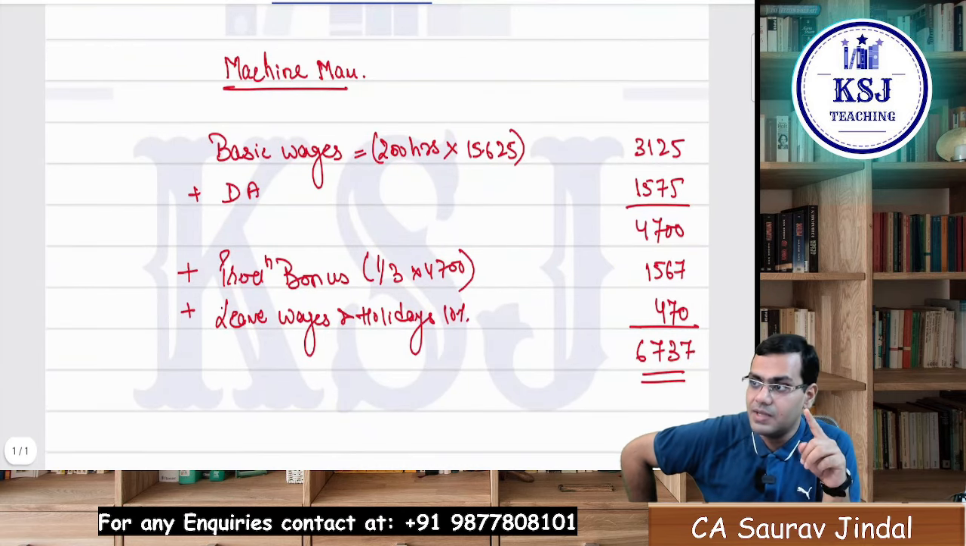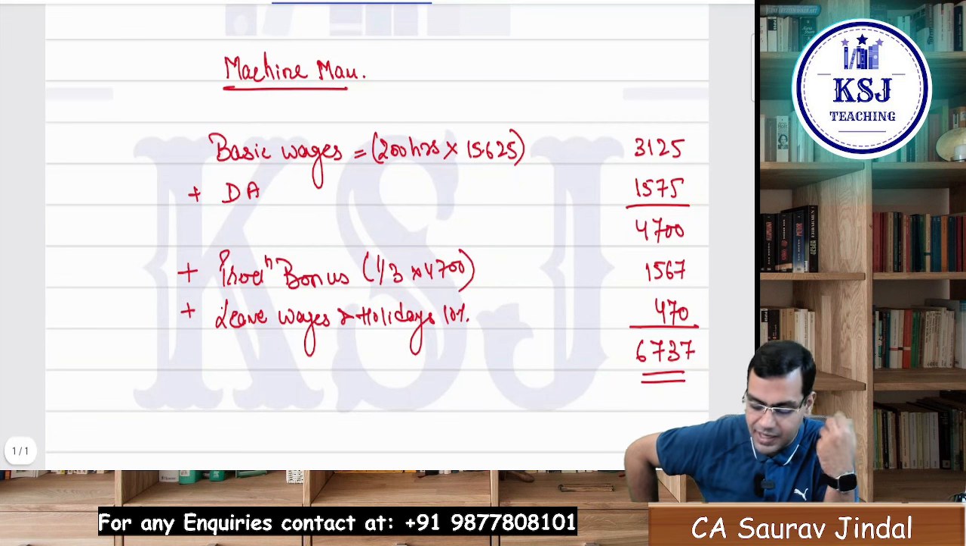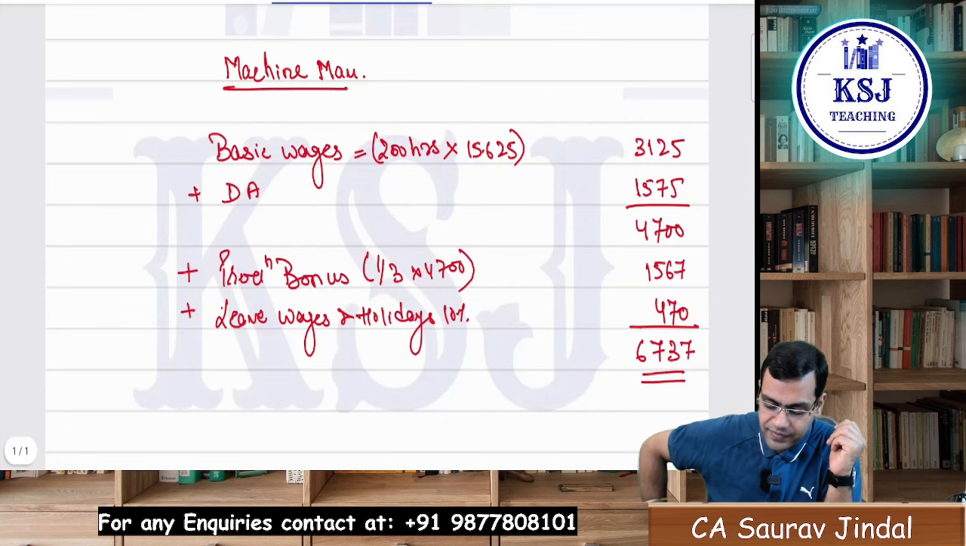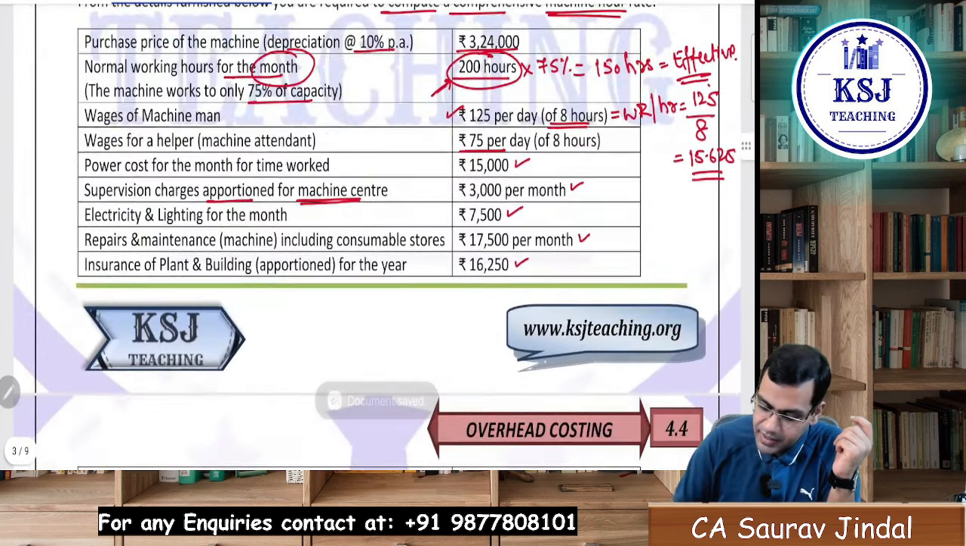Similarly, you will calculate the same things for the helper also, sir. The basic wages will be paid, DA will be paid, DA is same. Then production bonus. The basic wages will be paid separately here, right? Here the wage rate will be 75 by 8. 75 divided by 8, that is 9.375 multiplied by 200 hours.